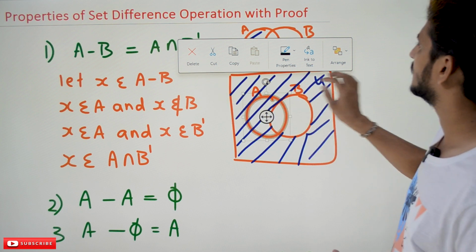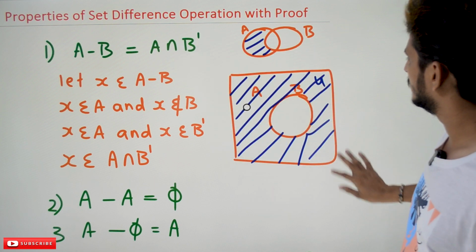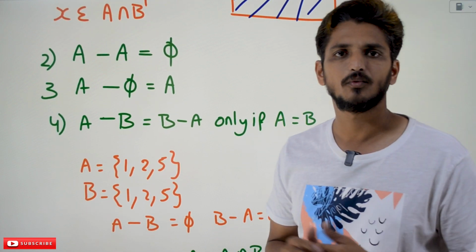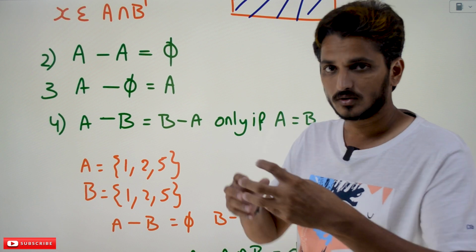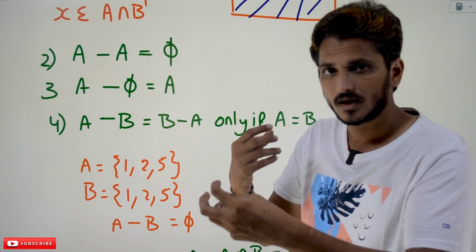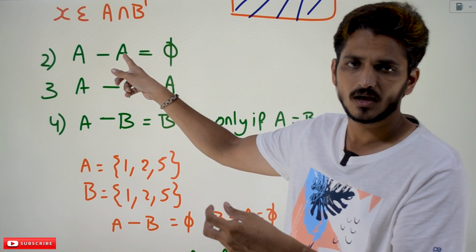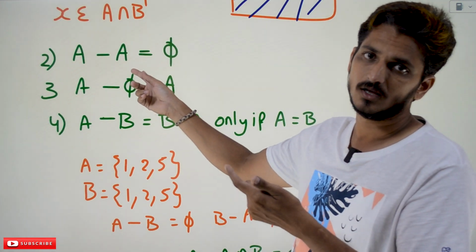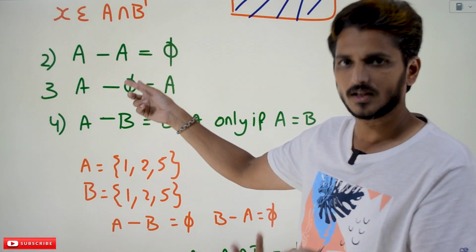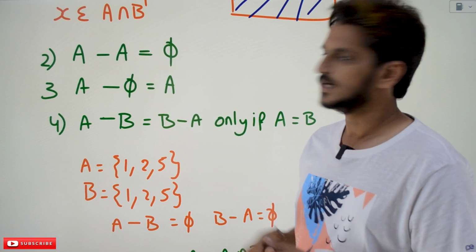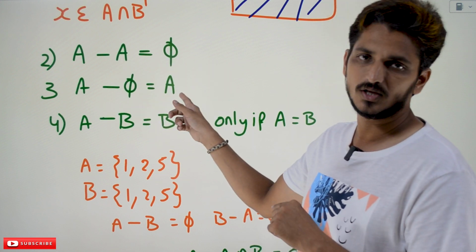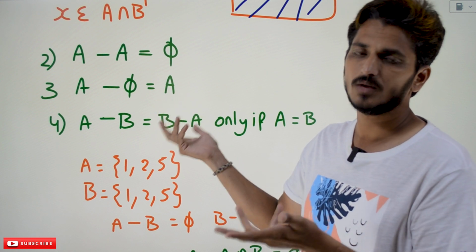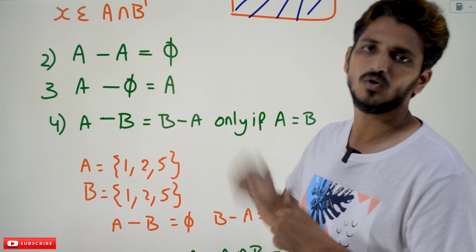So this is our first property. Coming to the second property, A minus A equal to phi. Remove the common elements from A. What are the common elements between A and A? The same elements, all the elements. So A minus A is equal to phi. Similarly, A minus phi equal to A. What are the common elements between A and phi? Nothing, there are no elements. So A minus phi equal to A.